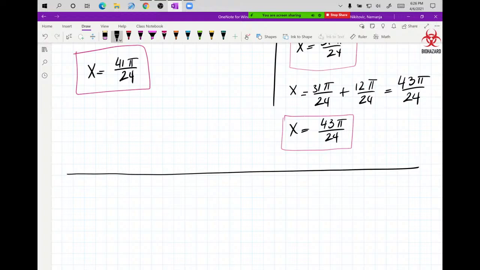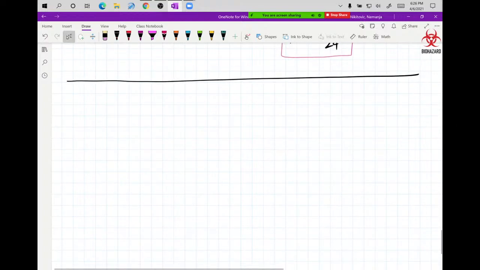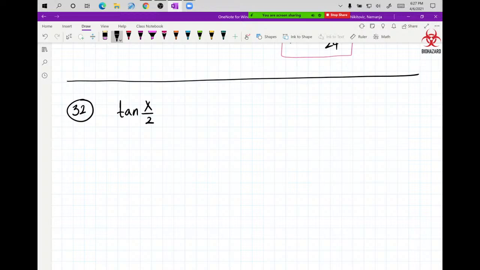You can do tangent problems and secant, cosecant. There's a lot of stuff. Let's take a look at problem 32 because it has a tangent in it. And you will see it's always the same procedure. It's just, can you actually do all of these calculations? Tangent of x over 2 is equal to root 3 over 3, and it's on 0 to 2 pi.